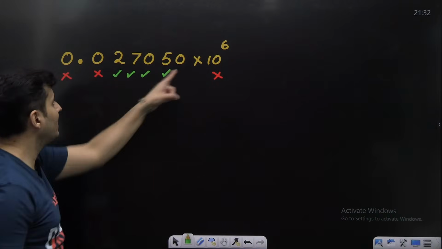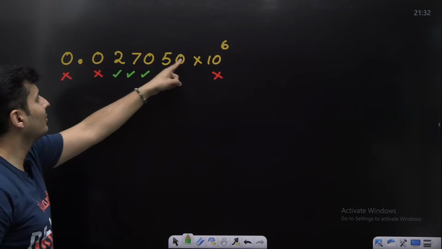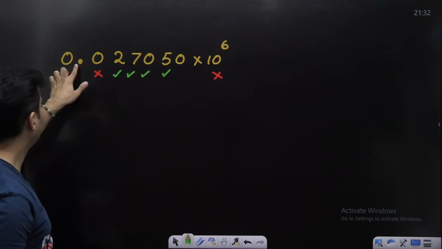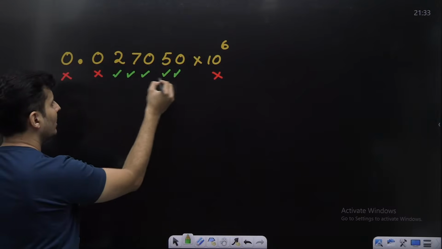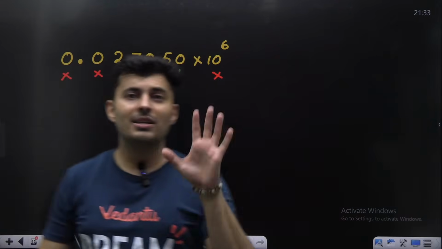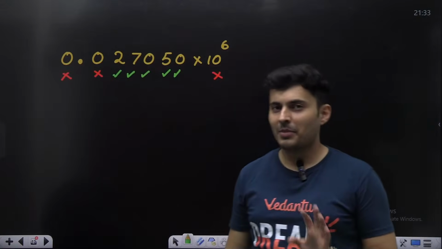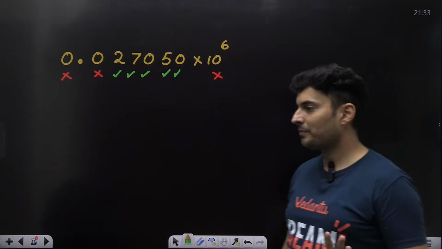Now this zero you might think, oh wait a minute, it is towards the end. But think again, it is after the decimal. The moment it is after the decimal, it should be counted. So 1, 2, 3, 4, 5. So it has 5 significant figures. Understood how to do the calculation?